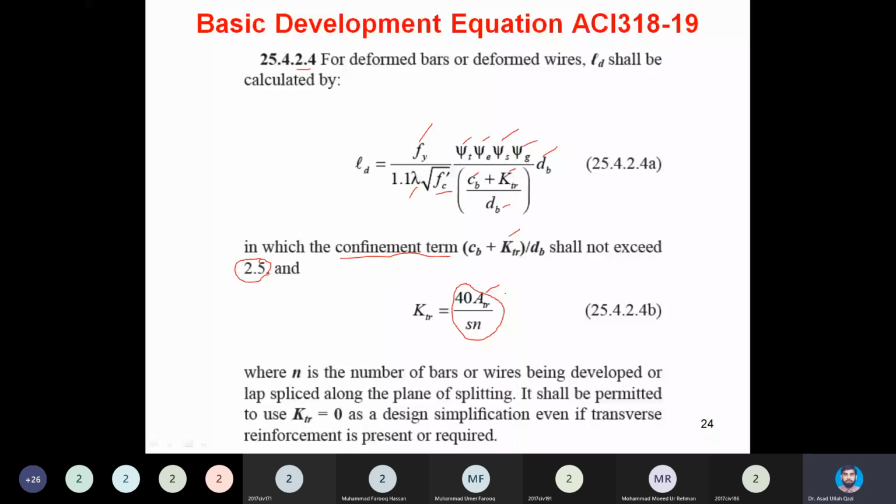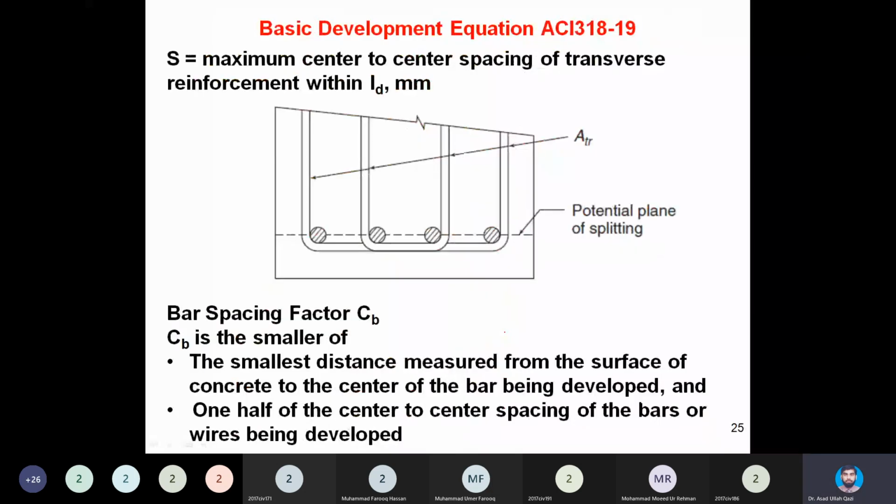area of the transverse steel, ATR, spacing of the transverse steel, tie spacing. N is the number of bars under discussion, under investigation, that is, how many bars you are investigating for their development along the length. To understand this ATR, S and N, we have one picture on slide number 25.